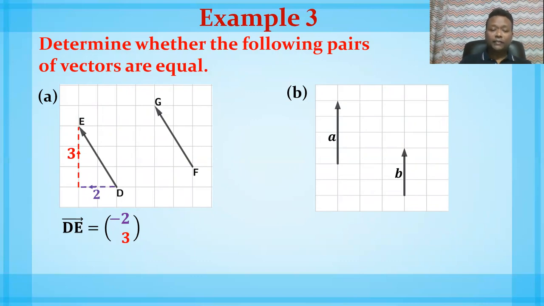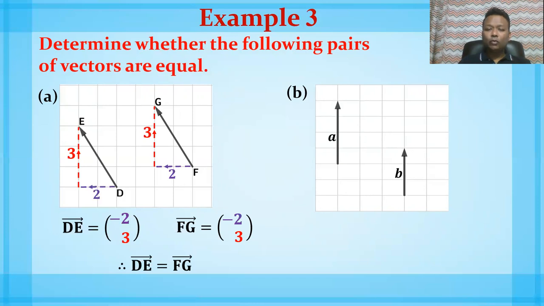Now we write FG in column form by first considering the horizontal movement from the starting point F. Here it is 2 units to the left, so we write -2 in the first row. Now we look at the vertical movement, which is 3 units upwards, so we write 3 in the second row. Observe that the vectors DE and FG are represented by the same column vector. Therefore, the vectors DE and FG are equal vectors.